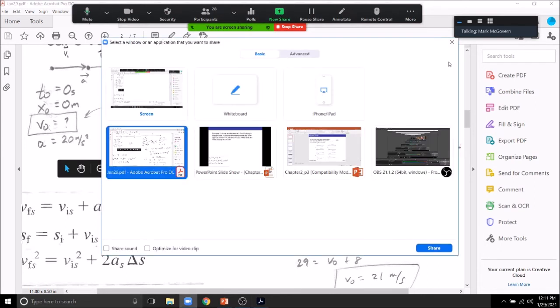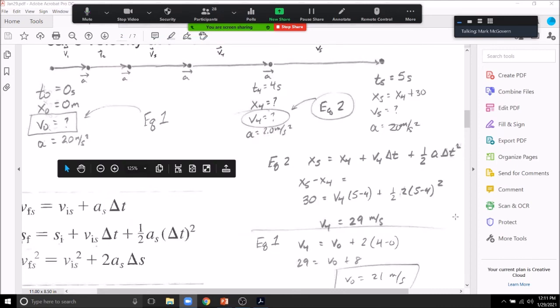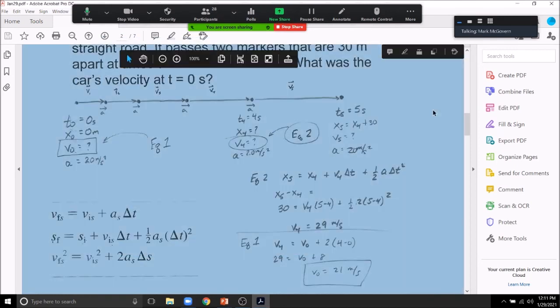So let's go to another problem. Unless there's a question about this. Anybody have a question about this one before I move on? I think I immediately have another problem, though.